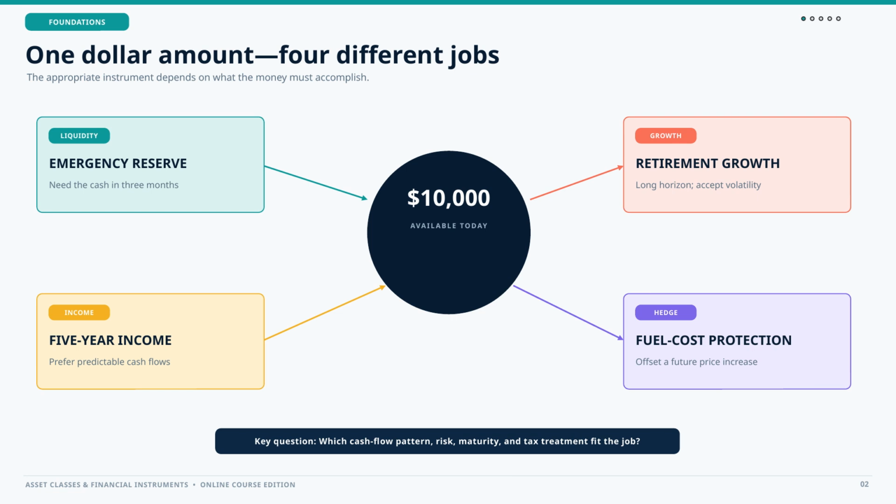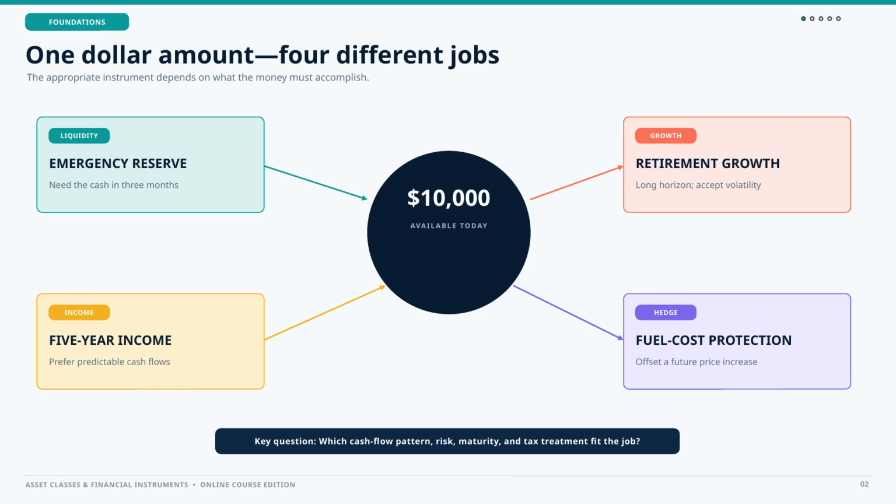An emergency reserve emphasizes liquidity and preservation of principal. A 5-year income goal emphasizes contractual payments and maturity. A retirement goal can tolerate more short-term variability in exchange for long-run growth. A future fuel expense may call for a hedge rather than a conventional investment.